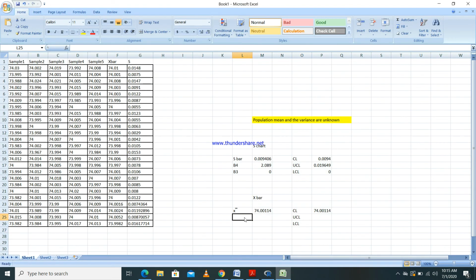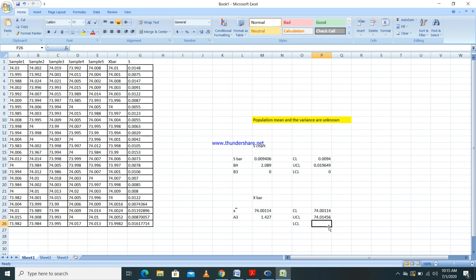1.427. So I'll write A3, that is 1.427. Okay, so here I can write, now upper control limit is equal to x double bar plus A3 times s bar is here.